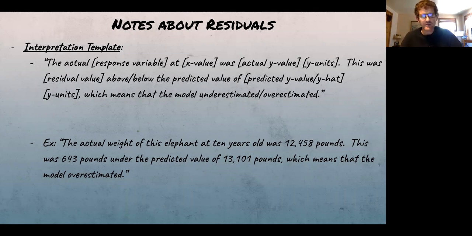The actual weight of this elephant at 10 years old was 12,458 pounds. This was 643 pounds under the predicted value of 13,101 pounds, which means that the model overestimated. All right, you can see how this template is being used to generate this response. So again, use this just to help you and guide you along the way.